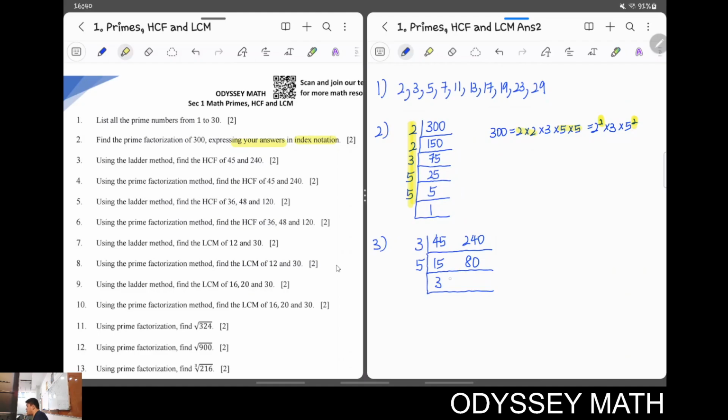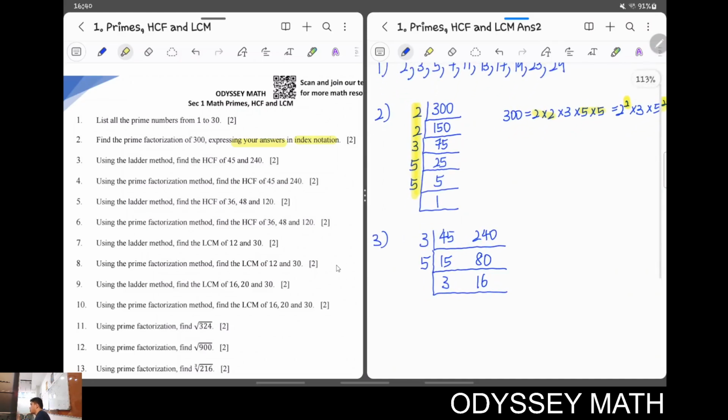And can 80 be divided by 5 nicely? Yes, you will get 16. Okay, now over here, you will realize that you cannot fill in any number inside anymore because you cannot find a common prime number over here. Remember, the numbers here must all be prime numbers. You cannot find a common prime number such that it can divide both 3 and 16 nicely. Okay, you can try it out.